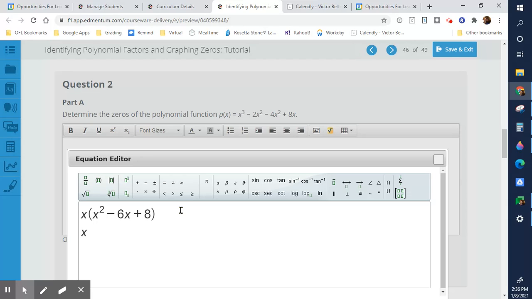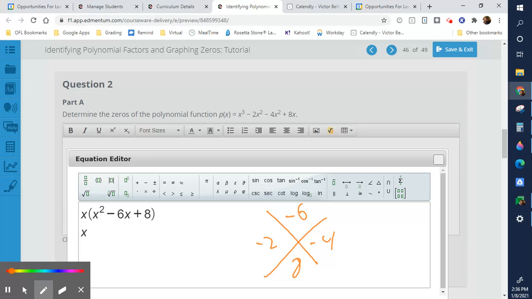(x - 2)(x - 4), and all of this is equal to 0, so we get x equals 0, as well as 2, and we also have 4. So remember, it's going to be the opposite of whatever that is. So those are our answers right there.